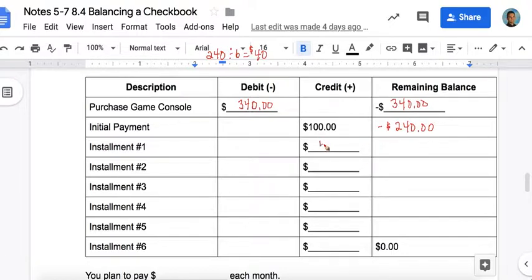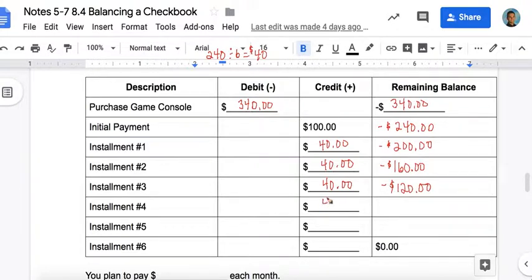So the first installment here is going to be $40, and that is going to make my balance go down. So now we're only going to owe $200. And then we're going to make the second installment of $40. And that's going to make our balance go down by $40 again. So now we're going to owe $160. And then we're going to pay the $40 again, and it's going to make it go down by $40. So now we're going to owe $120.